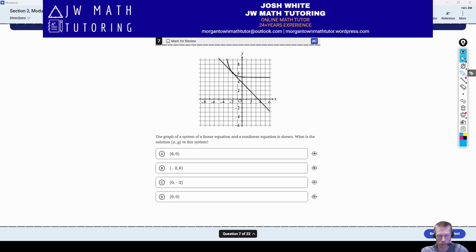Next up, we have a graph of a system of equations that are intersecting at one point. What's the solution? Well, it's just this point right here, which looks like it is (-2, 6). Therefore, the correct answer to this problem is letter B.